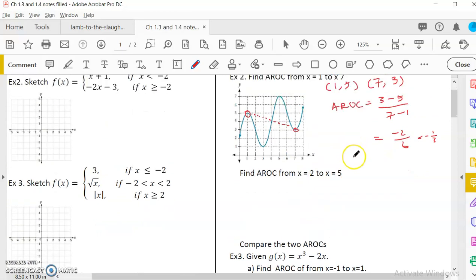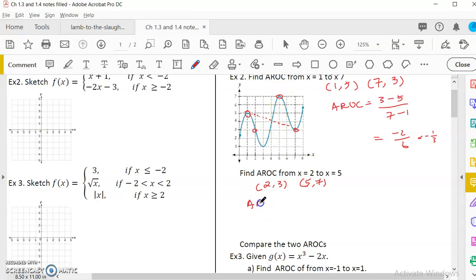What about from 2 to 5? So we have to do the same thing, right? Read off 2 and then do 5. At 2, the y is 3. At 5, the y is what? The y is 7.